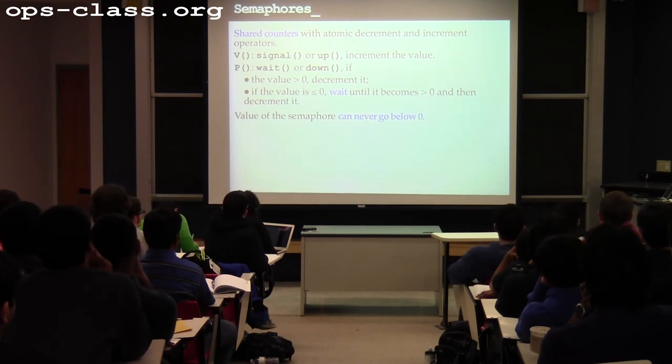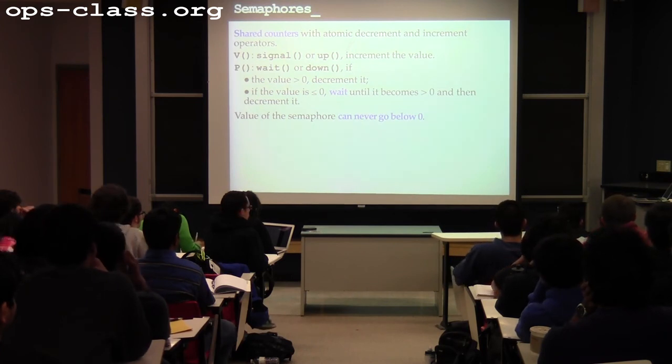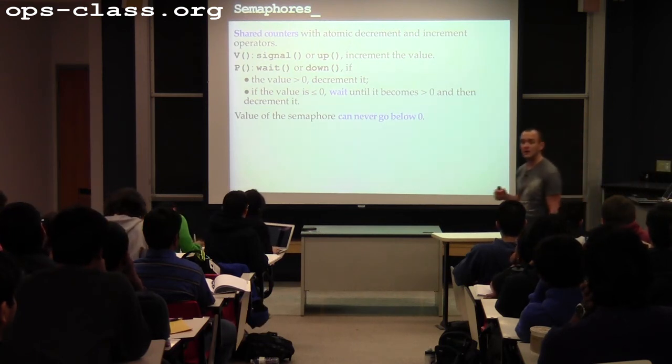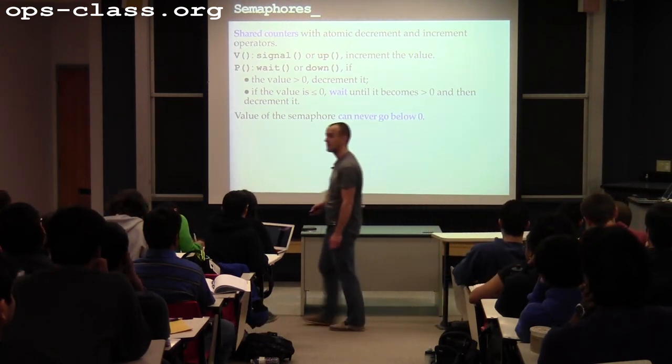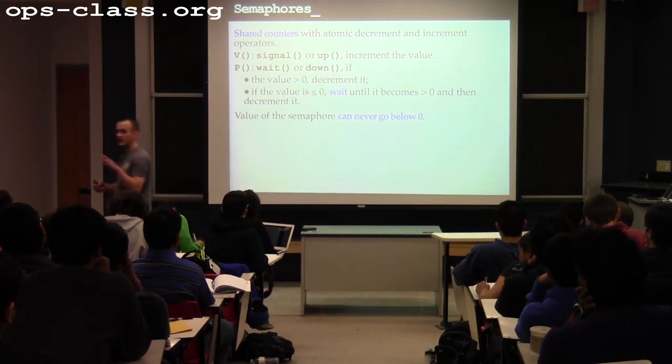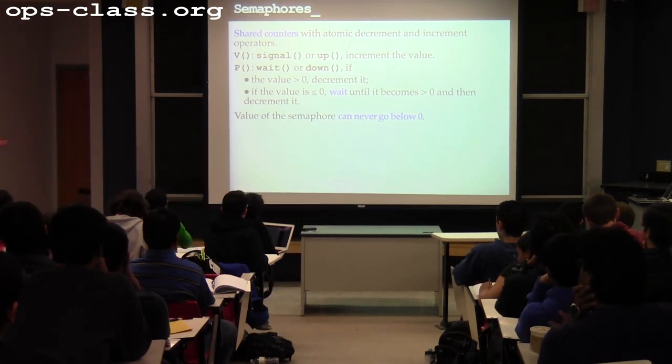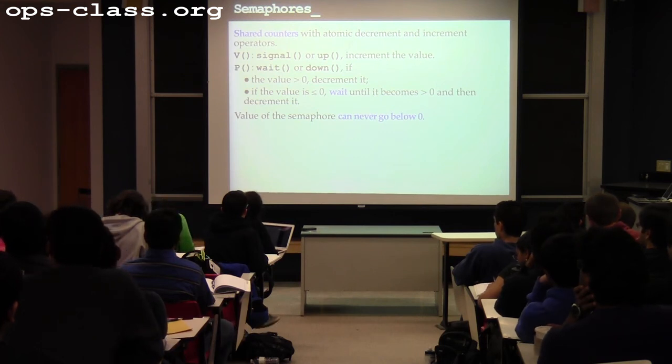The only thing that's different about semaphores is that if decrementing the value would cause it to go below 0, the thread that calls P will sleep. So the value of a semaphore can never go below 0. It can go as high as it wants to, but can never go below 0. And if I try to P a semaphore that's set to 0, I will wait.